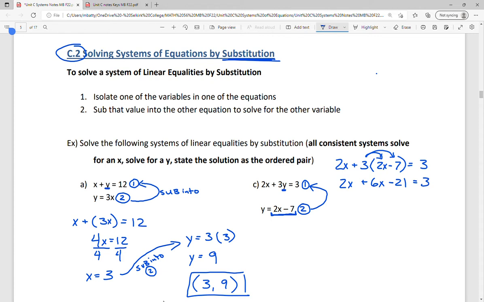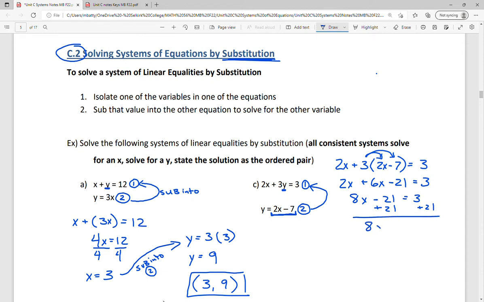What I'm trying to do is solve for x. So the next thing I'm going to do is collect those like terms. I have 2x and 6x, so that gives me 8x minus 21 equaling 3. And I'm now going to add 21 to both sides.